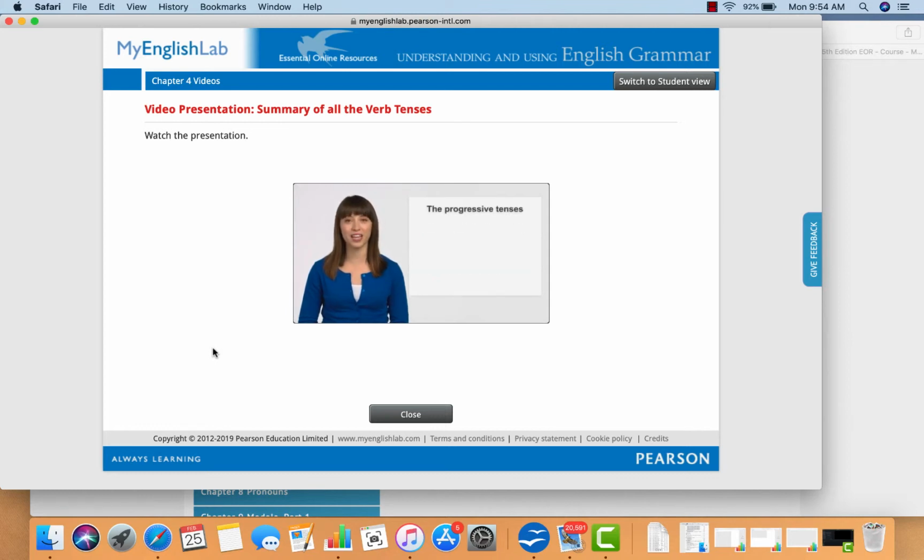The progressive tenses show an action is in progress at a particular time. If an action is in progress right now, we use the present progressive. We are studying verb tenses. For an action that was in progress at a particular time in the past, use the past progressive. I was sleeping when the alarm clock rang this morning.